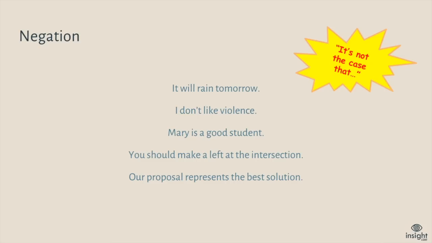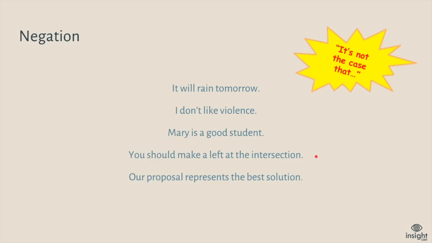Mary's a bad student. Well, not quite, right? Because Mary could just be an average student. She doesn't have to be a bad student to be not a good student, right? Literally speaking, the negation of this is not that she's a bad student. It's just that she's not a good one. And that leaves open the possibility that she's an average student or a bad student.